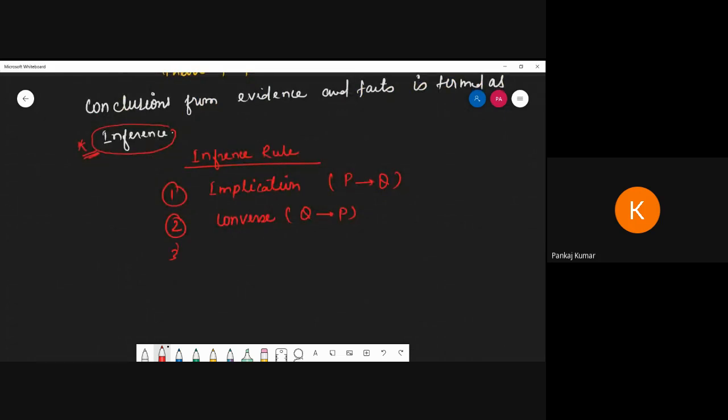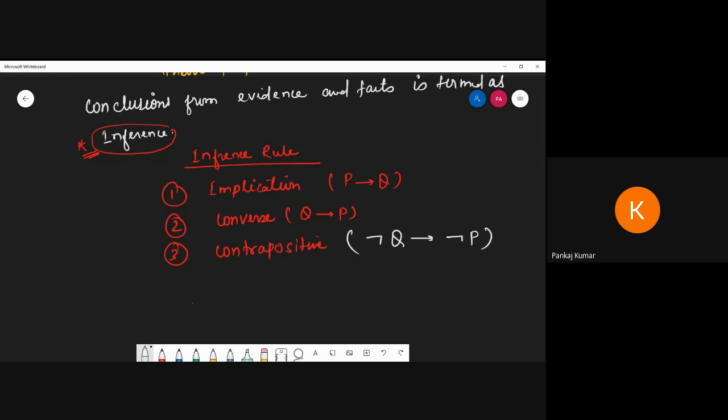Then the third point is called the contrapositive. The contrapositive is termed as the negation of the converse. That is, the negation of the converse is called the contrapositive.